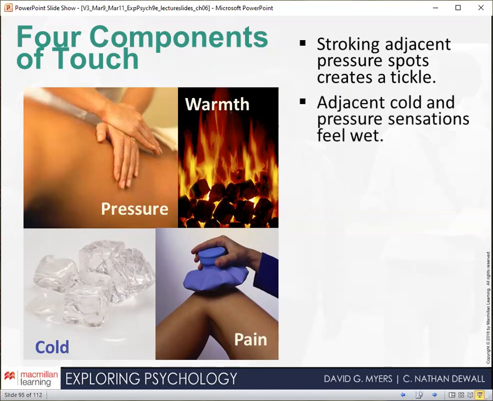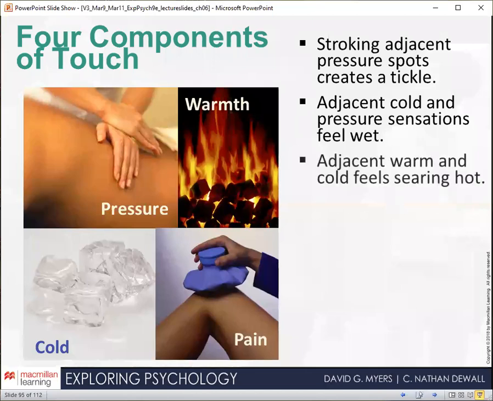Adjacent cold and pressure sensations feel wet. So if you're touching, let's say, a kind of cool outside, and you touch a door knob in just the right way, you'll feel cold, and then you'll feel pressure as well, and then you'll lift your hand up and look at it real quickly because it felt wet to you. Well, that is one of the ways you get that sense of wetness, is because of the cold and pressure hitting your skin in the right way. It will give you the perception of wetness.